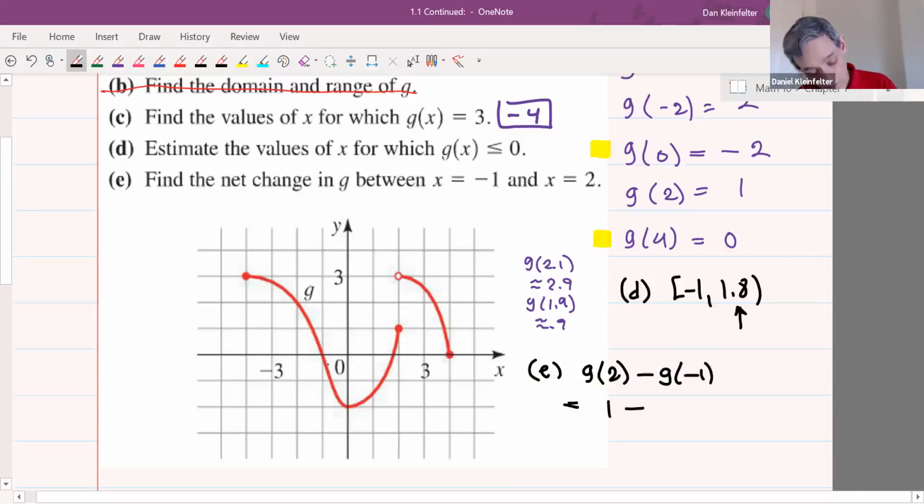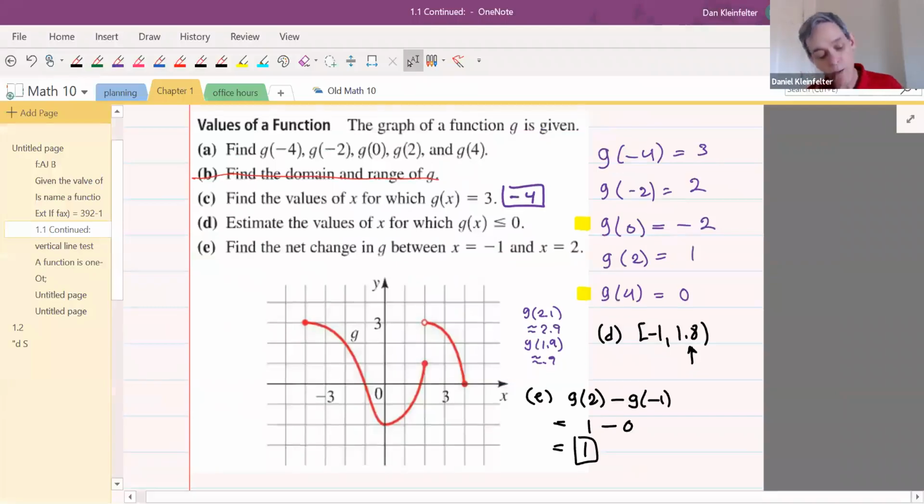G of negative 1 is 0. And so we'll just have 0. We have 1 rather, sorry. Okay, so you want to make sure and practice and get better or good at reading values off of a graph.